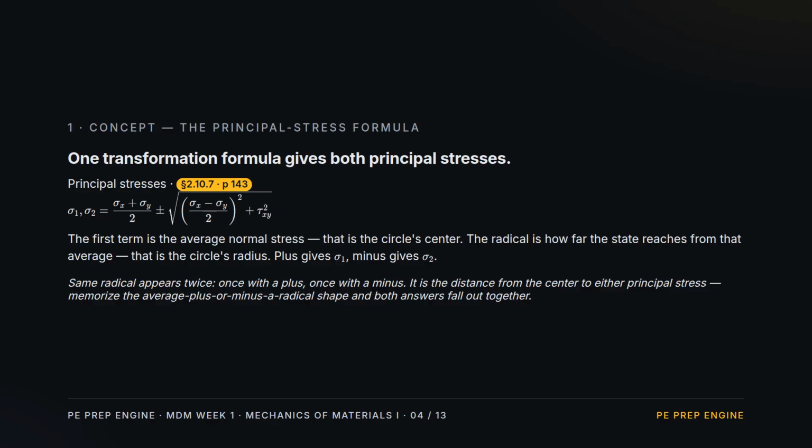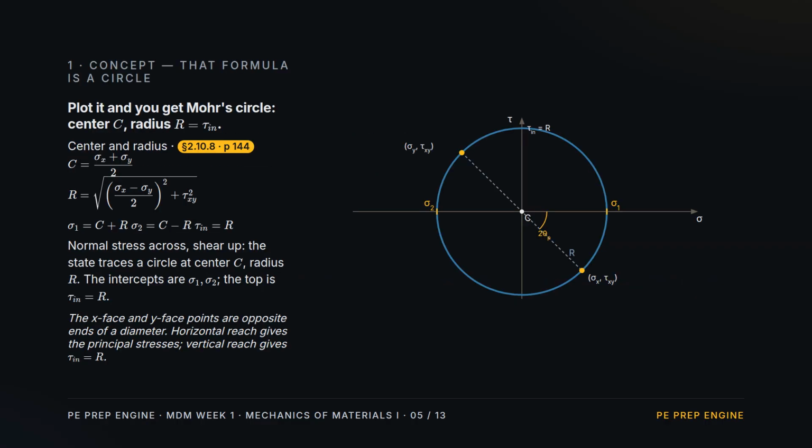Concept 2. One formula gives both principal stresses. The average of the two normal stresses, plus or minus a radical. The average is the middle of the state. The radical is how far the state swings above and below it. Plus the radical is the maximum principal stress. Minus the radical is the minimum. One expression, both answers.